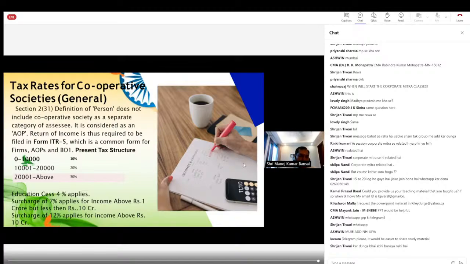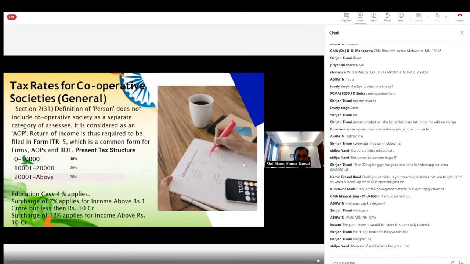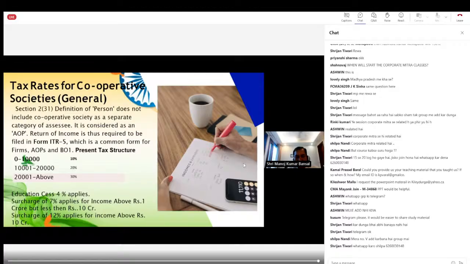Now, there is an application of education cess, which is 4%. Surcharge also applies, as I have just shared. If the income is more than 1 crore but less than 10 crore, 7% surcharge is applicable. If income goes above 10 crore, 12% surcharge is applicable.